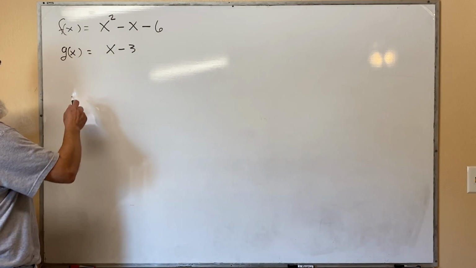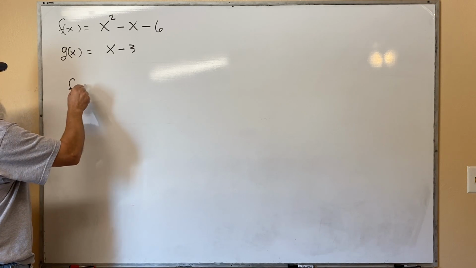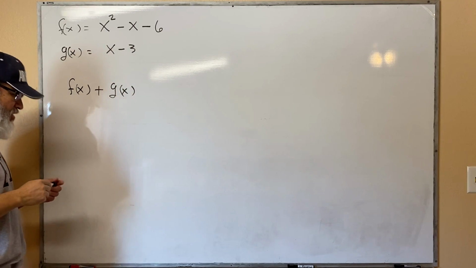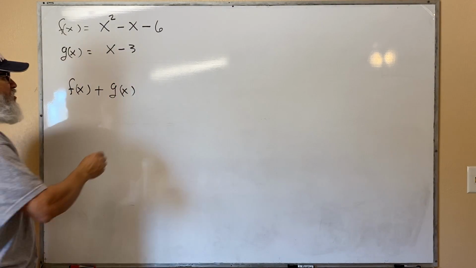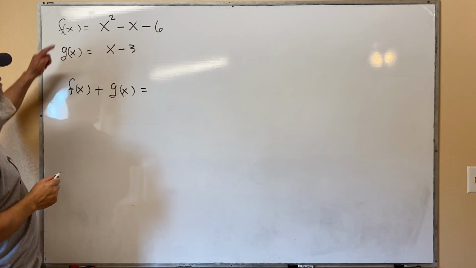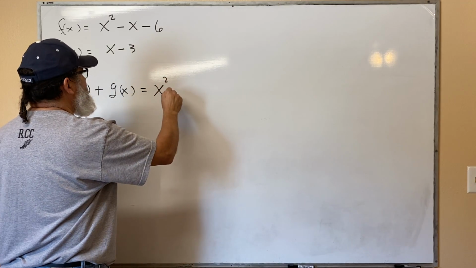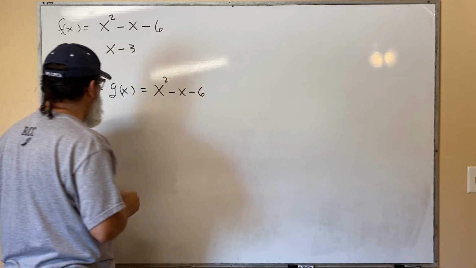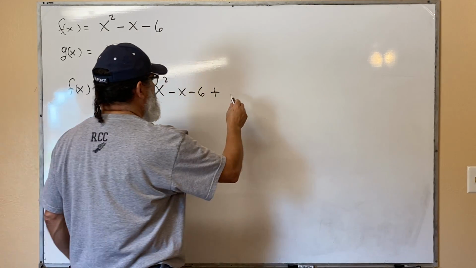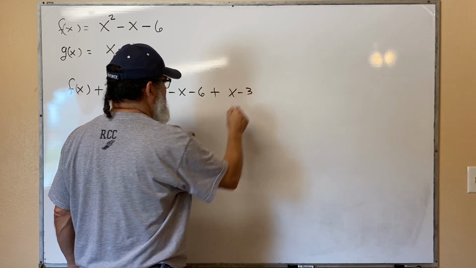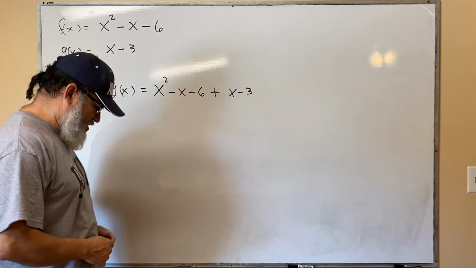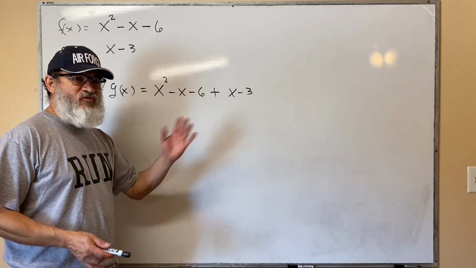Look, we can say f of x plus g of x, okay? When you add these functions, basically you're just collecting like terms, all right? So f of x is x squared minus x minus 6, and g of x is x minus 3. Okay? So this is f of x and that's g of x. Look what happens when you add these two functions.